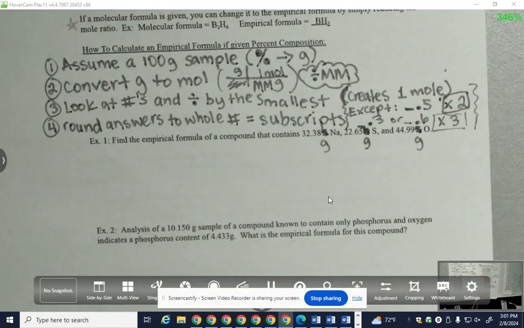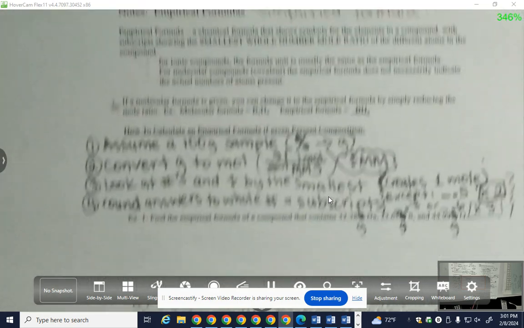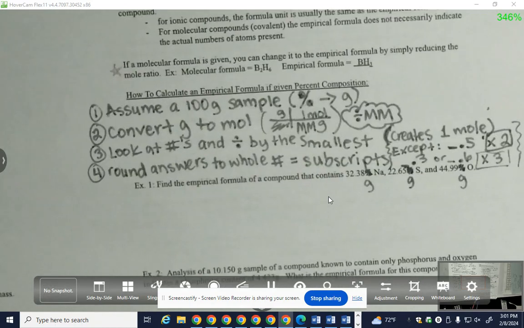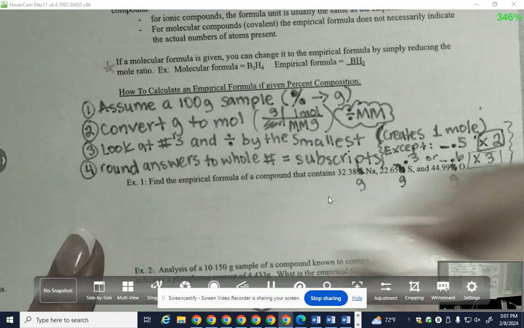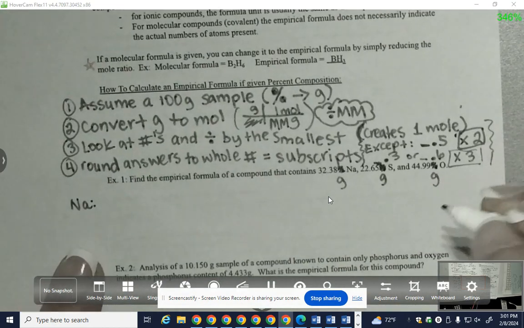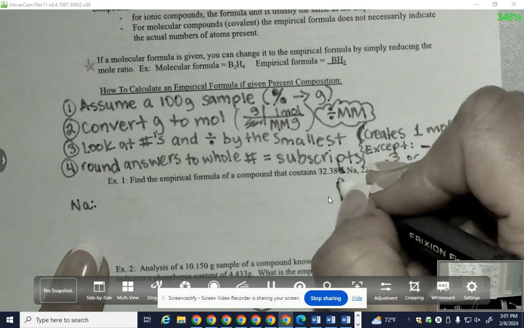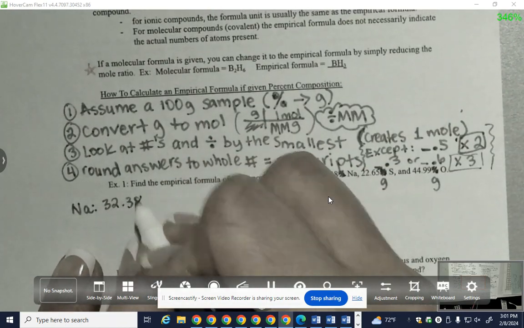Step 1 done. Okay. Step 2, convert all of those grams now to be in moles. Sorry. So we're going to have for sodium, I have 32.38. So 32.38.